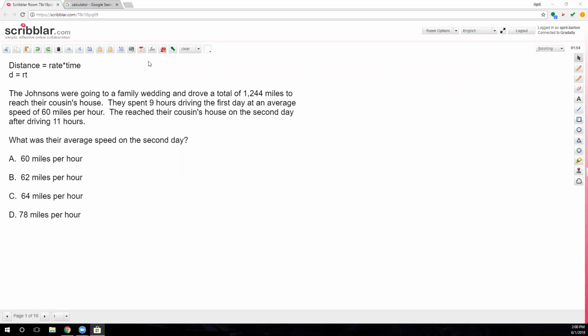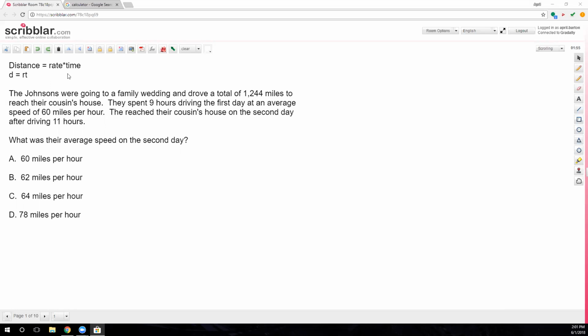So today we're going to practice a few topics. We're going to talk about distance equals rate times time. We're going to talk about some probability and something called the counting principle. And then at the end, if we have time, we're going to talk about how to tackle those free response type problems. So we're starting out with distance equals rate times time.